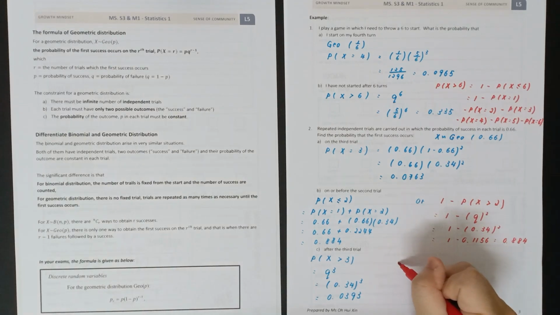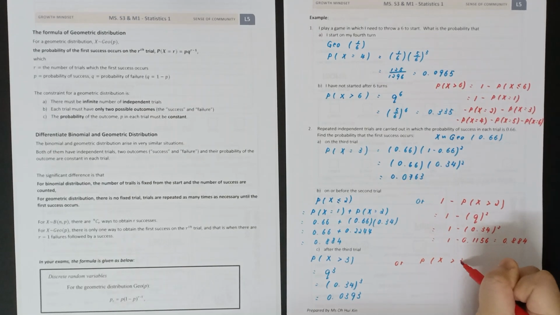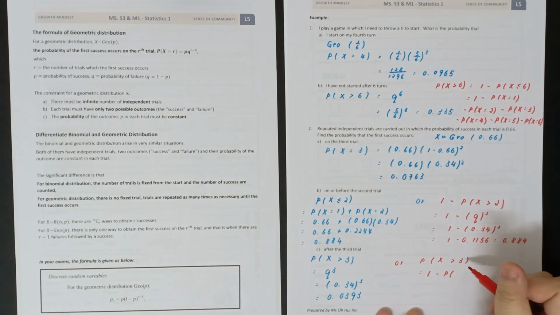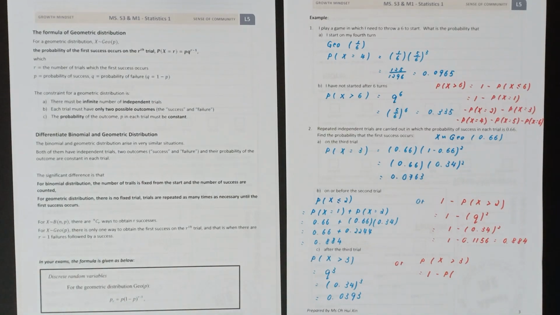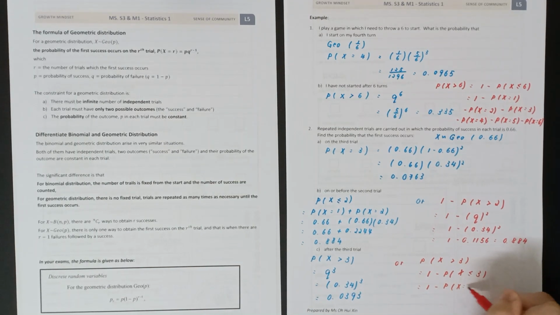Yes, you can. Okay, so if you don't want to do that, then what you can try to do is 1 minus. So you don't want x greater than 3. Meaning that you want to find x greater than 3, so you can subtract the case where x is smaller or equal to 3. So you use 1 minus. You want to find the probability after the third trial, so the case that you don't want is the first time you already get the success, the second time you already get the success, and the third time you already get the success.